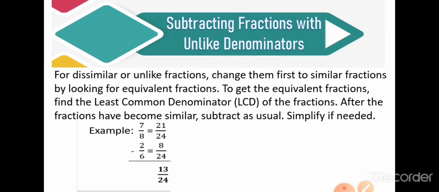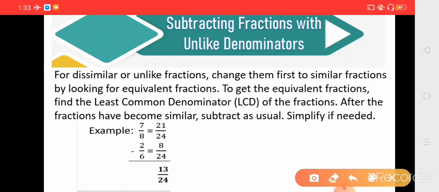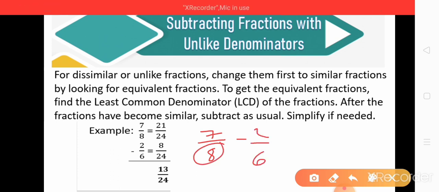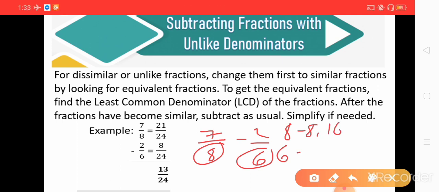So, 7 over 8 minus 2 over 6. So, yung denominator, 8 and 6. So, para makuha natin sila, i-multiply muna natin sila by 1, 2, 3, 4, and so on. So, sa 8, 8 times 1 will give you 8. 8 times 2 will give you 16. 8 times 3 will give you 24. And so on. So, sa 6, 6 times 1 will give you 6.